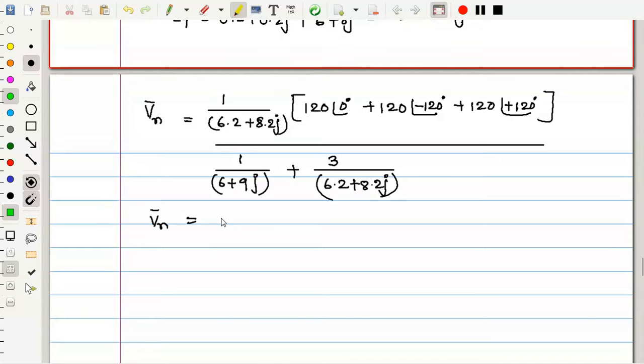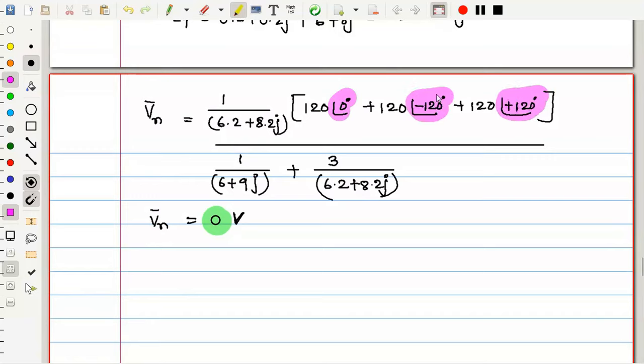So yes, exactly. This is 0. This is a very, very important observation. You need not calculate all the things. This is 0 volts. Why? Because wherever a balanced source is there, if you add up one at an angle 0, one at an angle minus 120, one at an angle plus 120, that means you are adding balanced voltages, which leads to 0. So directly you can put this equal to 0 volt.